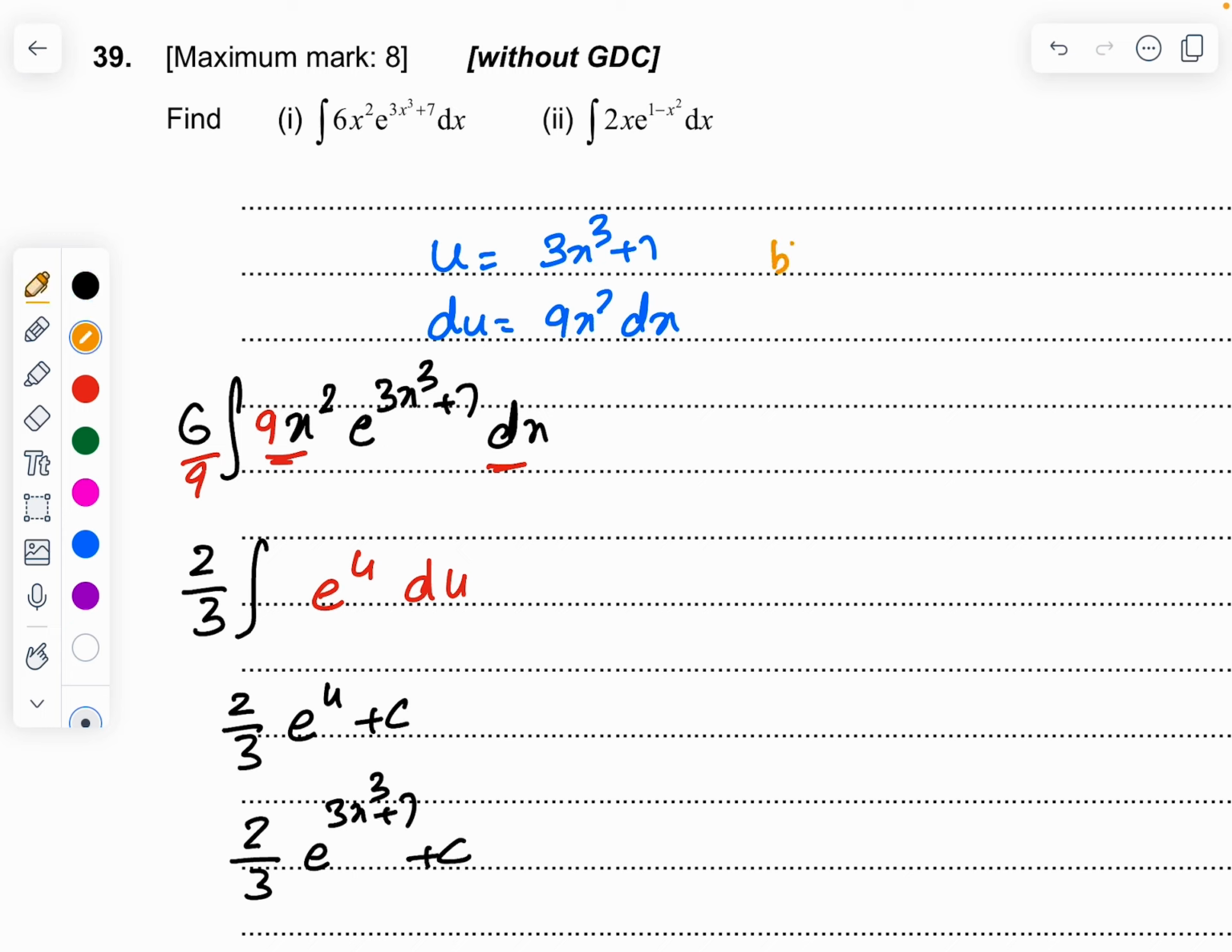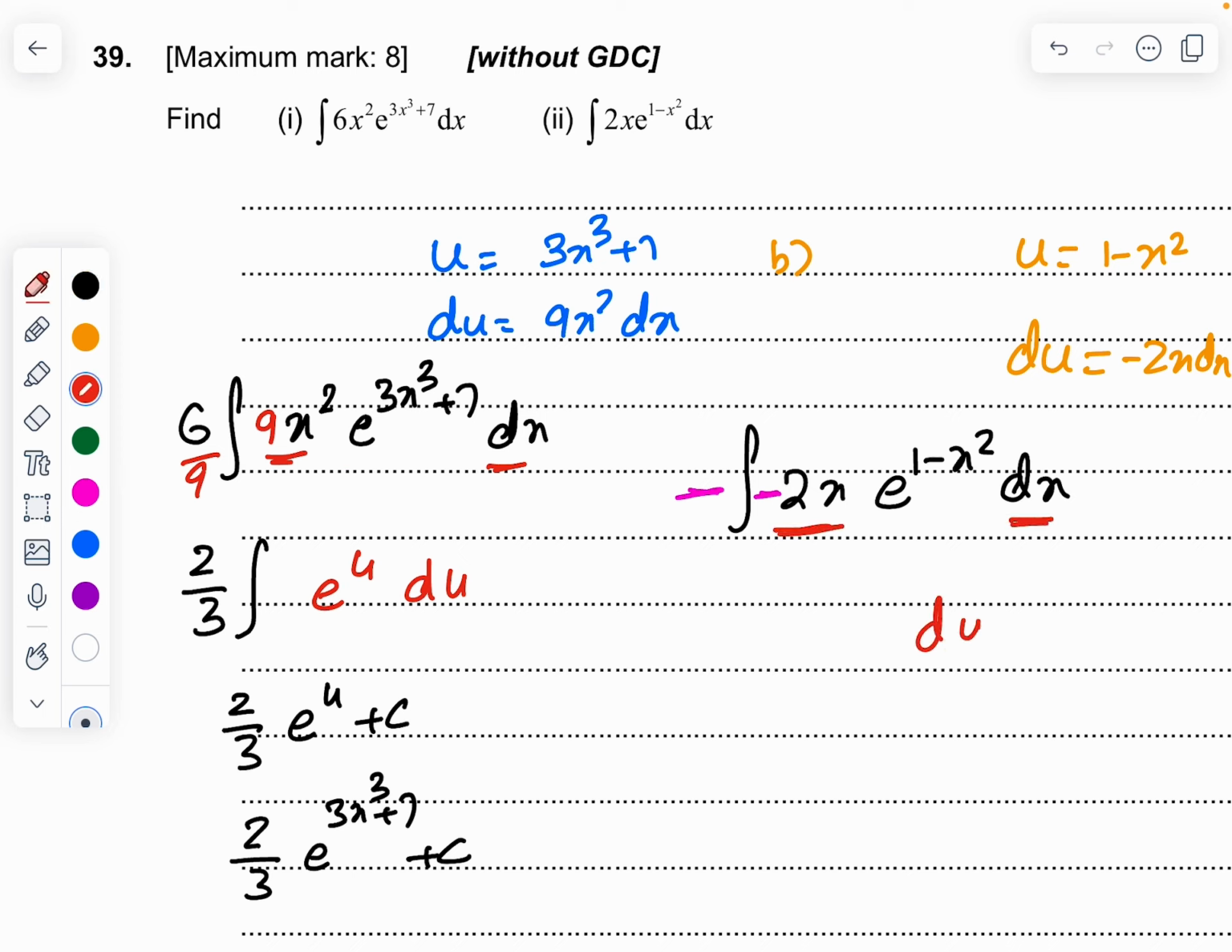Coming to part B, u equals 1 minus x square. So du equals minus 2x dx. So I don't have minus 2x dx. I have only 2x e power 1 minus x square dx. So minus is missing, multiply with minus. Minus times minus is plus. So now we can see that minus 2x dx will become du, and e power u, and that negative symbol outside is there as it is. So minus e power u plus c. So minus e power 1 minus x square plus c.